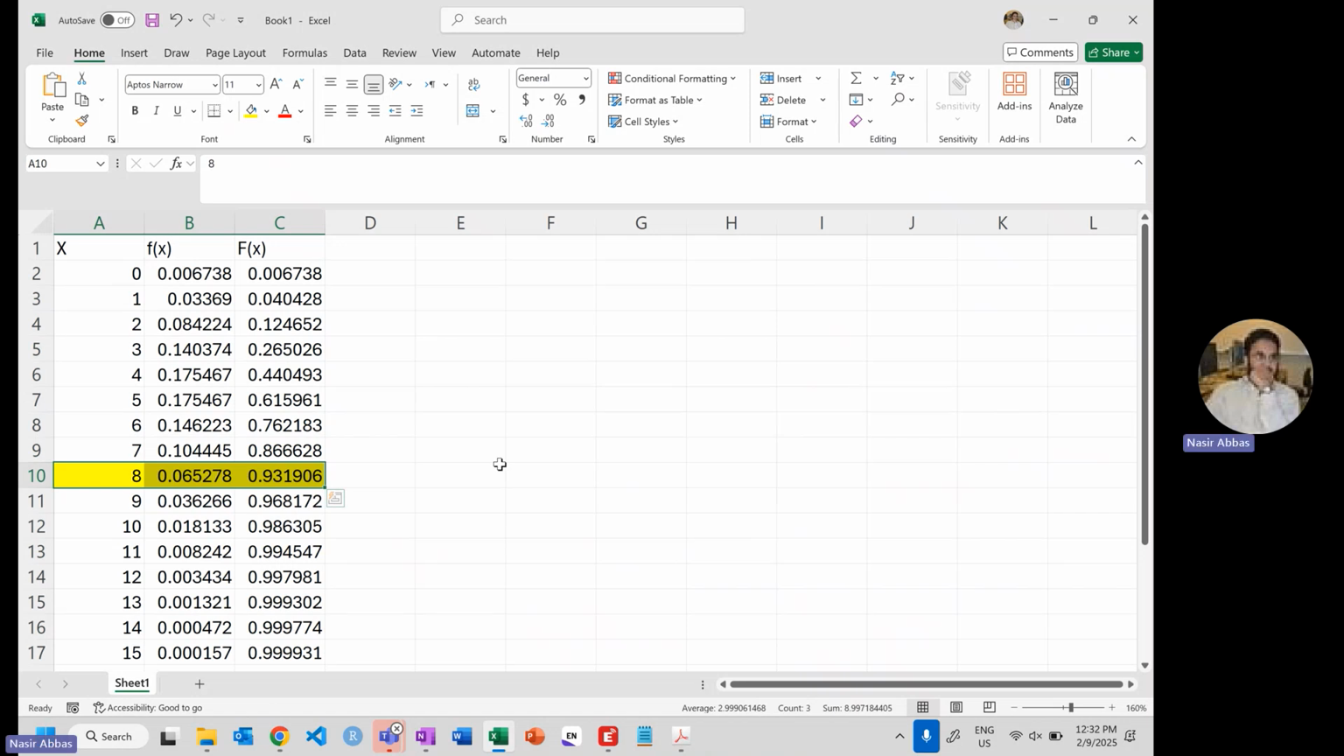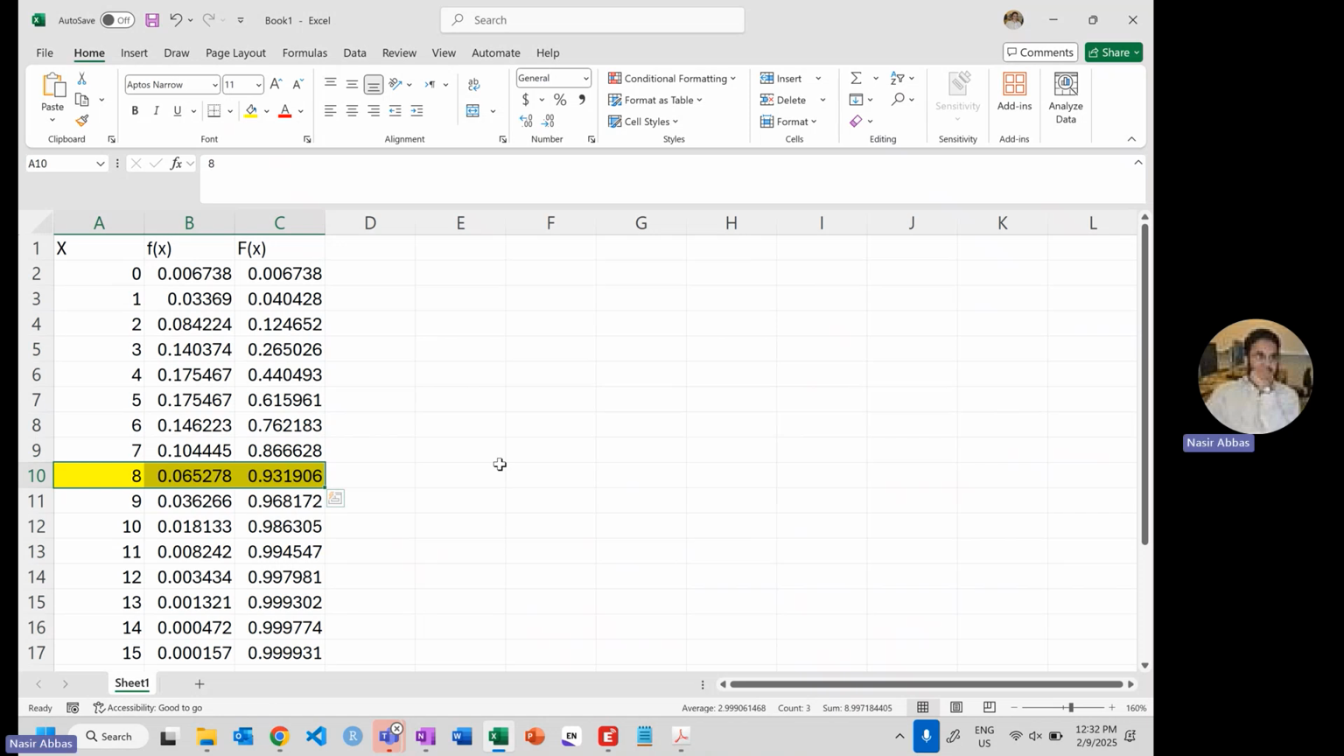What is the median of X? Where is the CDF hitting 0.5 for the first time? 5. What is Q1? 3. What is Q3? 6. So you can find any percentile from CDF.